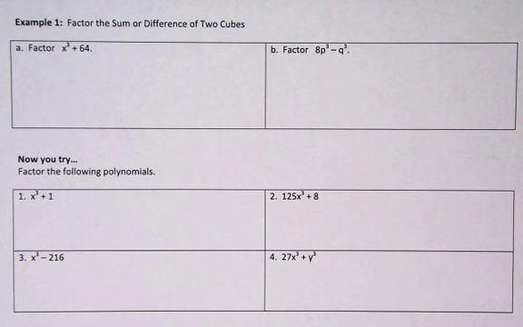Okay, so let's get a little bit more practice with example 1. In example 1, we're going to be factoring letter A and letter B. In the very first one, we have a sum of perfect cubes, and you can recognize that 64 is a perfect cube since 4 cubed gives us 64.